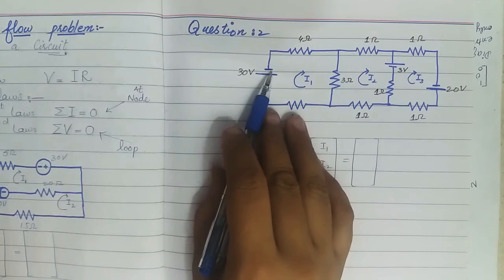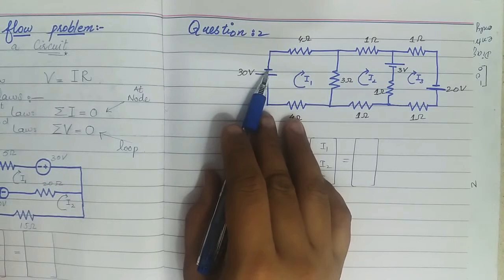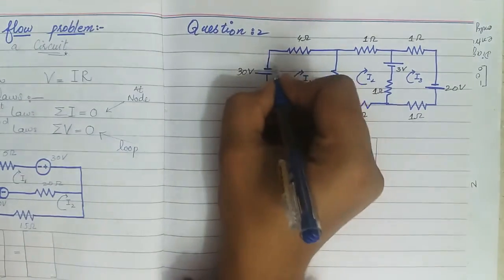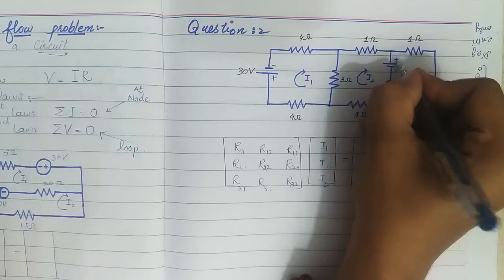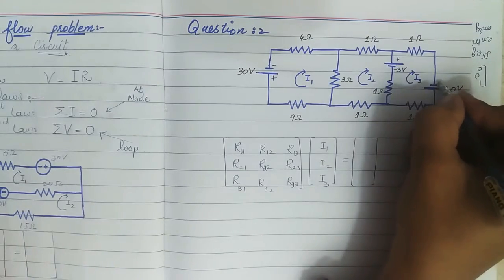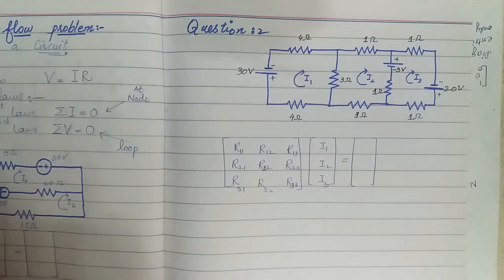When there is no mention of what is negative and what is positive, then the small bar represents negative and the larger bar represents positive. So it should be clear that if it is not given, then the small line shows the negative pole of the battery and the large line shows the positive pole of the battery.